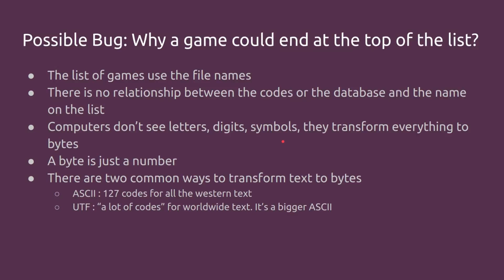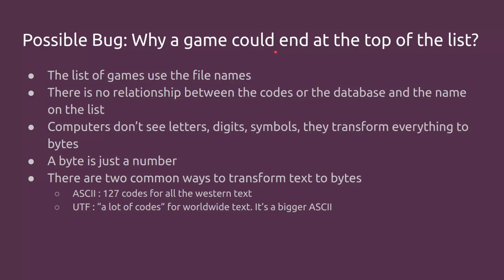Now, Peter asked me about a bug that he had. He told me that in the game list, there's one game that appears at the top of the list. That's very strange. We have tried to find the cause. We still haven't found it. And well, here's an explanation. Maybe it will give some ideas of what could be wrong.